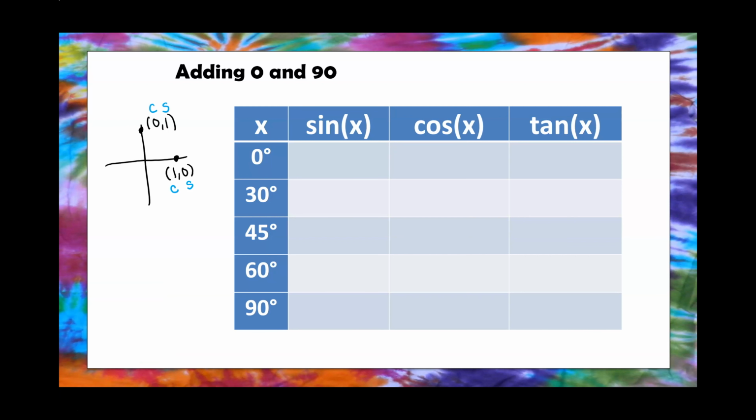So if I'm looking for the sine of 0, 0 degrees being right here, I'm going to get this one right here, which is 0. Sine of 90 is going to be 1.